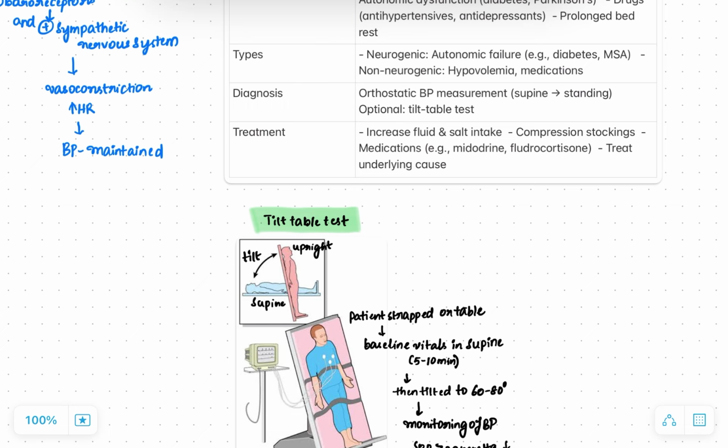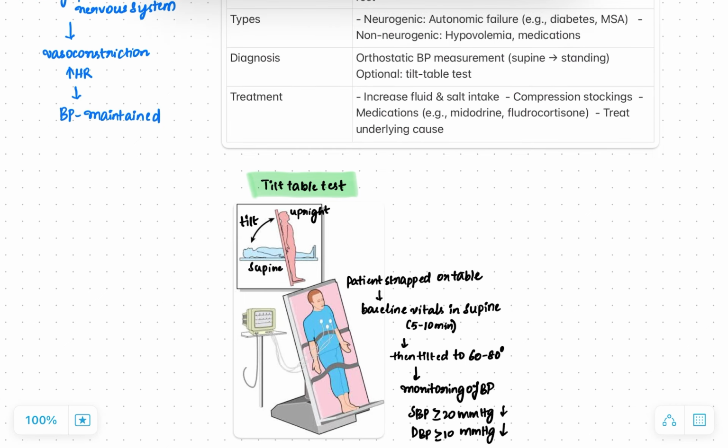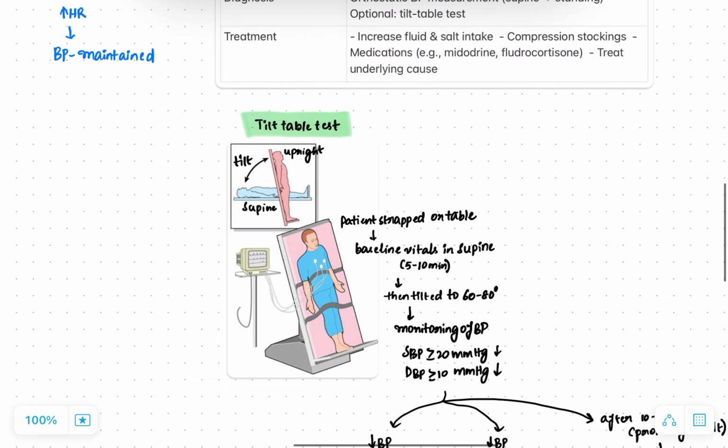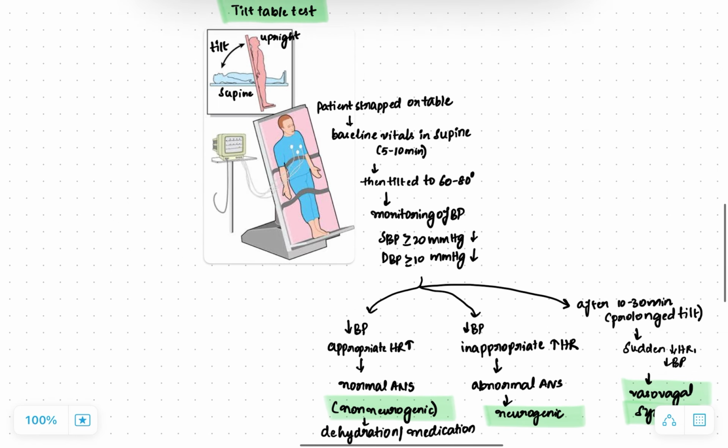First we will measure the blood pressure in the supine position, and after 3 minutes of standing we will again measure the blood pressure. If there is a drop of more than 20 in systolic or more than 10 in diastolic, it is diagnostic. Then the other test is the tilt table test. This is also used in distinguishing between neurogenic and non-neurogenic type, and it also diagnoses vasovagal syncope.